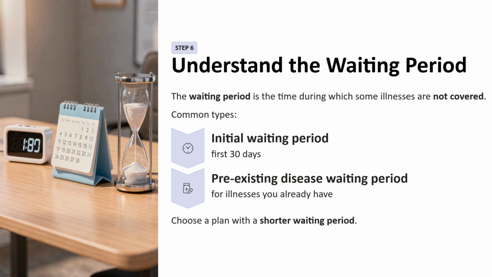Step 6. You have to understand the waiting period. The waiting period is the time during which some illnesses are not covered. Common types are the initial waiting period, the first 30 days, and the pre-existing disease waiting period. For illness you already have, choose a plan with a shorter waiting period.